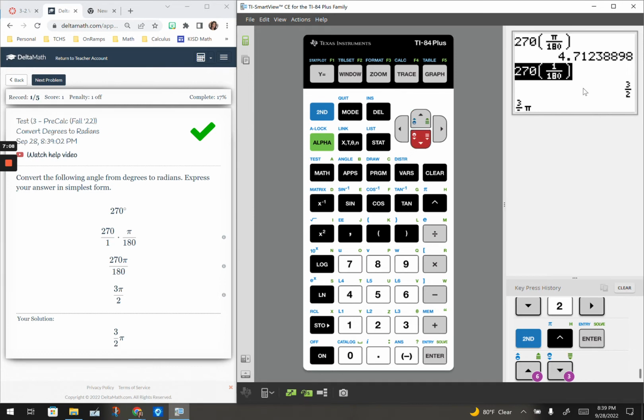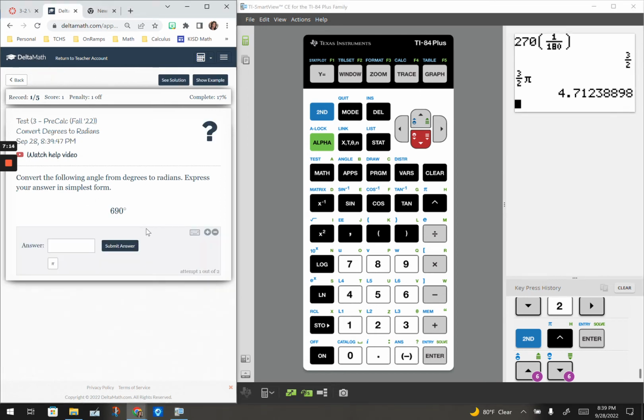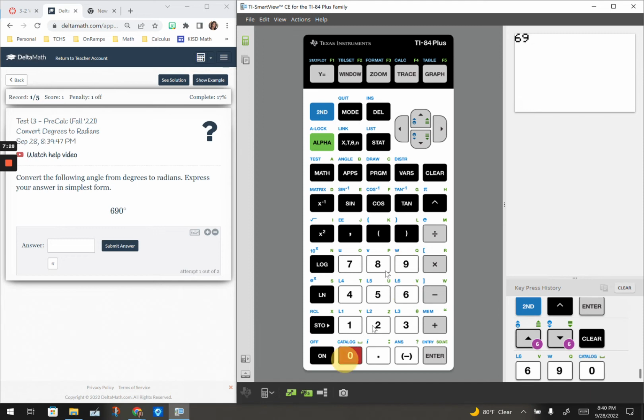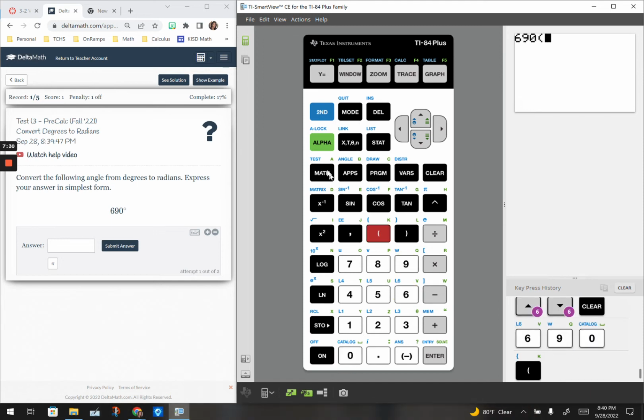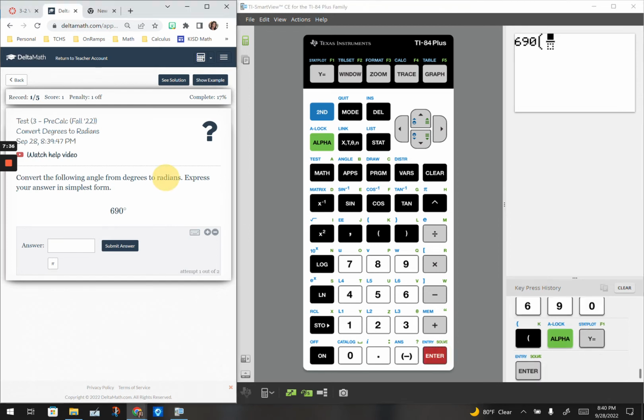So let's practice another problem here. Here's 690. Again, they're telling us to put it in simplest form, so they do not want decimal values, okay? So we're going from degrees to radians. So again, let me clear this screen off. I'm going to start with 690. I am going to multiply by a ratio or a fraction, however you want to call it. I want to end with radians, okay? So I'm going to put pi over 180.